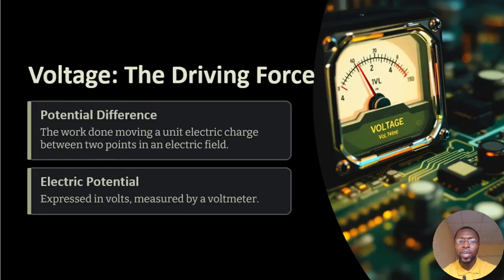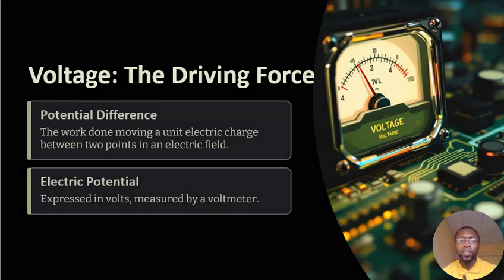What then is voltage? All right? When we talk about voltage in electricity, it's a driving force. Without voltage, you can't talk about electricity, you can't talk about the flow of current. So we say voltage, sometimes known as potential difference, simply means the work done in moving a unit electric charge between 2 points in an electric field. So the work that needs to be done so that a charge can be moved from one point to the other is what we call voltage or potential difference.